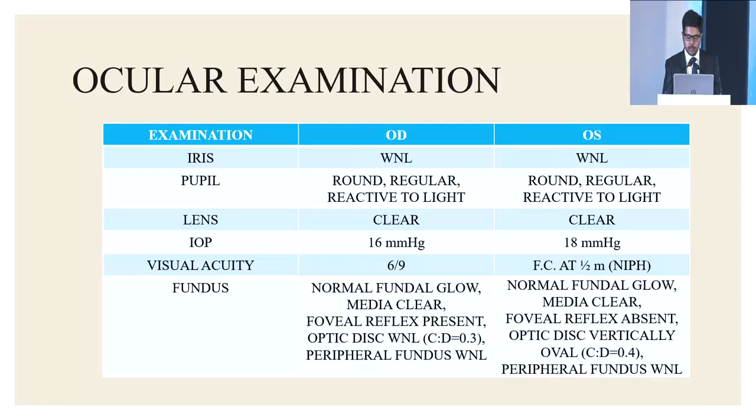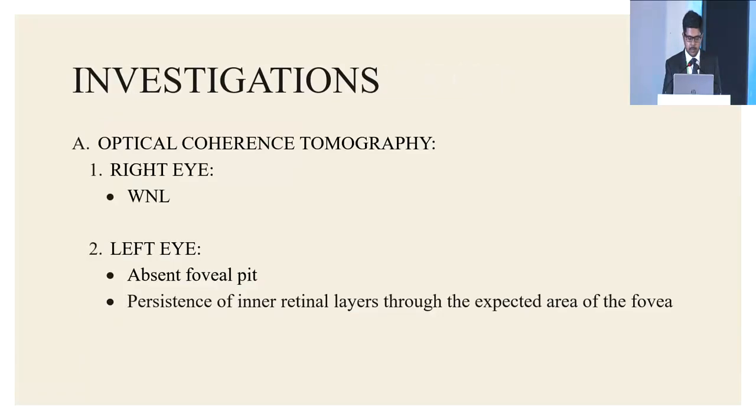Fundus in the right eye showed normal fundal glow. The media was clear. The foveal reflex was present, and optic disc was within normal limits with a cup disc ratio of 0.3. The peripheral fundus was within normal limits as well. In the left eye, the fundal glow was normal, the media was clear, the foveal reflex was absent, and the optic disc was vertically oval with a cup disc ratio of 0.4. The peripheral fundus was again within normal limits.